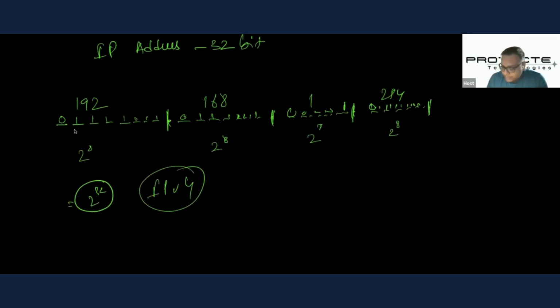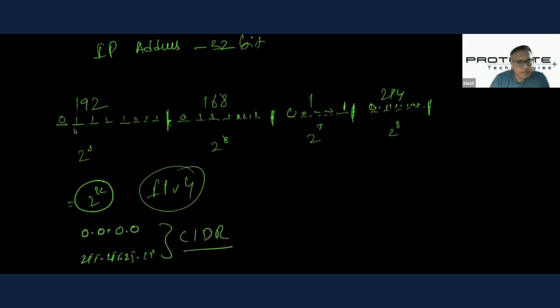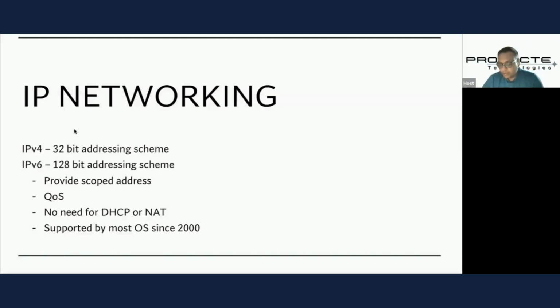Now you can have addresses from 0.0.0.0 to 255.255.255.255. This notation of showing IP addresses, which are binary, in human readable form is called CIDR notation. IP version 6 was created to overcome the anomalies of IP version 4, but somehow it has not been successful because of certain reasons, which I will explain to you further.